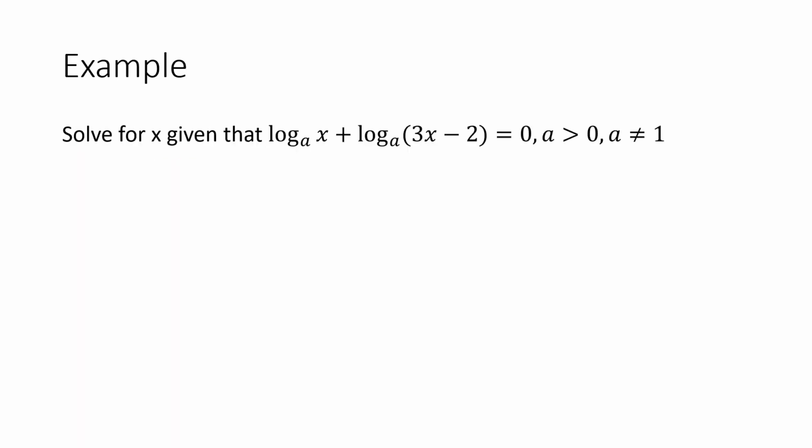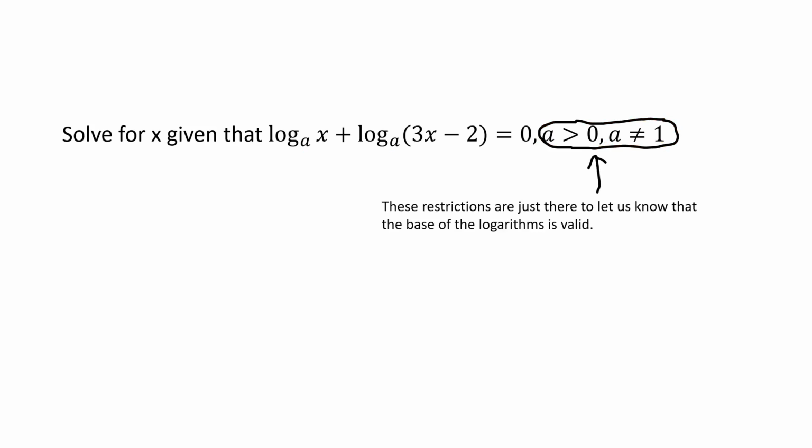Okay, so let's do some more questions. In this one, let's solve for x given that the log base a of x plus the log base a of 3x minus 2 is equal to 0. And when we write this on the end, don't sweat that so much. All we're really doing here is just saying to you, hey, this is a positive base and it doesn't equal 1. But you already knew that. But in a question, you'll often see that written just to be technically accurate. Question writers will write that a lot. Okay, nothing to worry about here though.